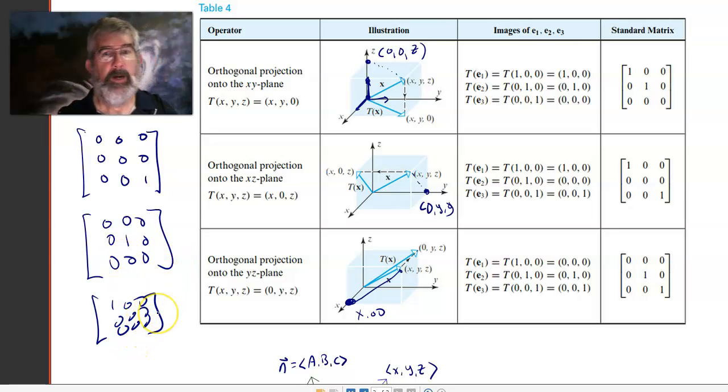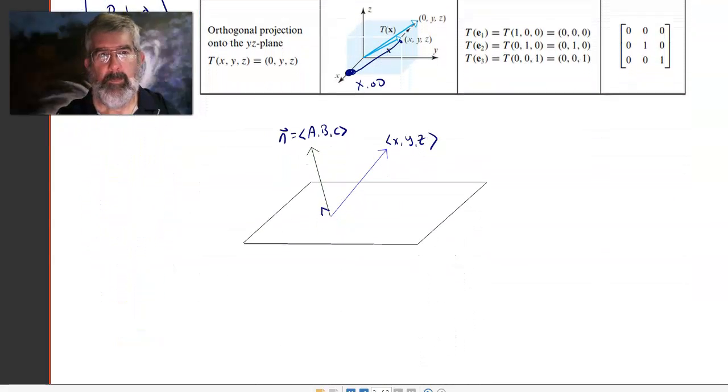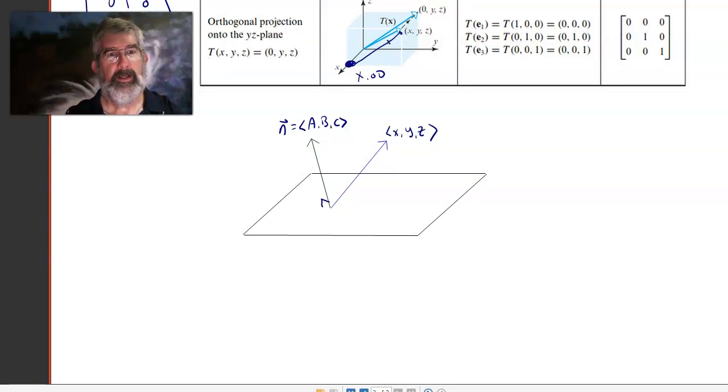Okay. Now, I also need to take a look at projections onto any line or any plane, but I think I'm going to do that in a separate video.